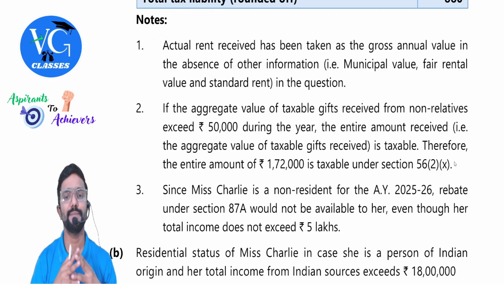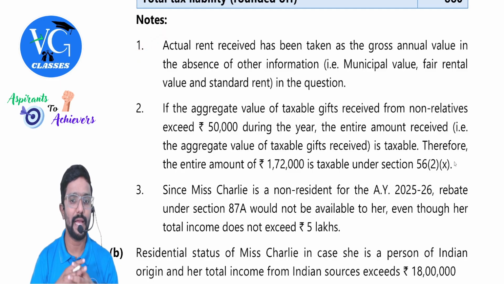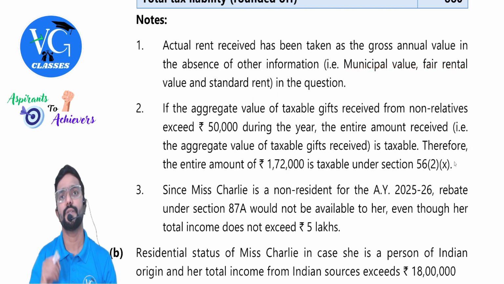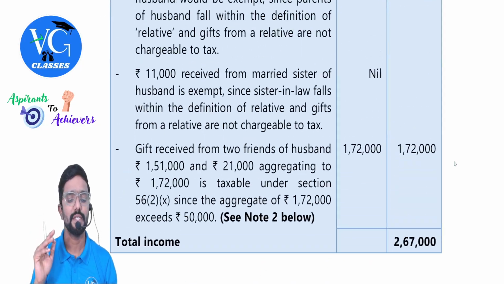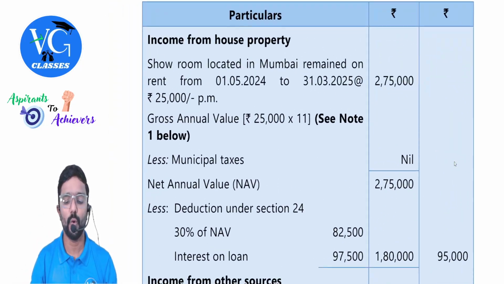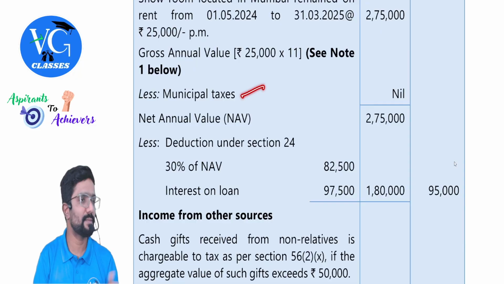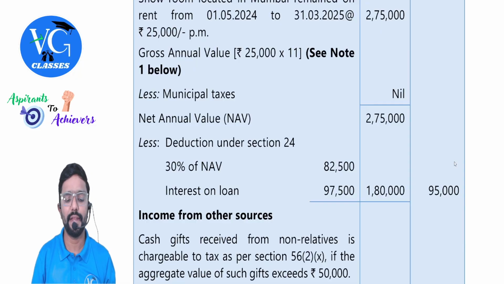Actual rent received has been taken as the gross annual value in the absence of other information. Municipal value, fair rent value, and standard rent are not given in the question. So straight away, actual rent is taken as GAV. Municipal tax paid is not given, so we cannot consider anything. Then we will take the net annual value.